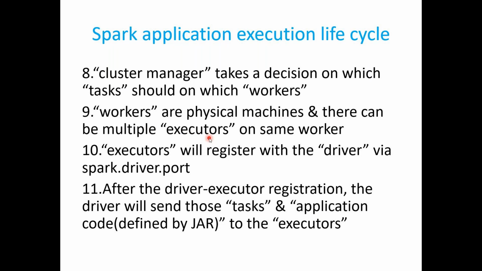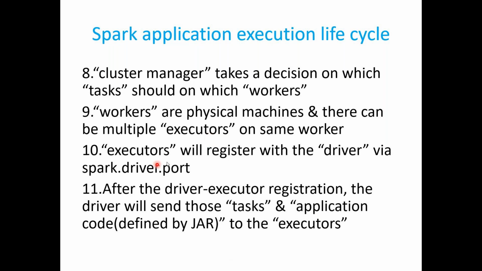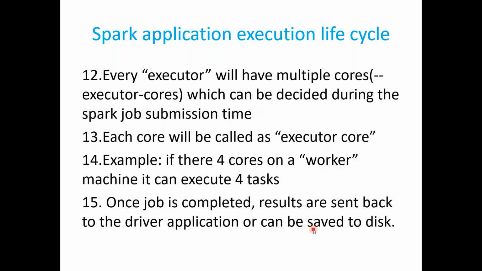Now, you must be wondering how the driver and executors are connected. They are connected via a port. Executors register with the driver via a port called spark.driver.port. And after driver and executor registration is done, the driver will send the tasks and the application code to the executors. Now each executor will have multiple cores, as I told, and it can be changed later on also. Each core is called an executor core. If there are 4 cores on a given worker machine, it can execute up to 4 tasks maximum.